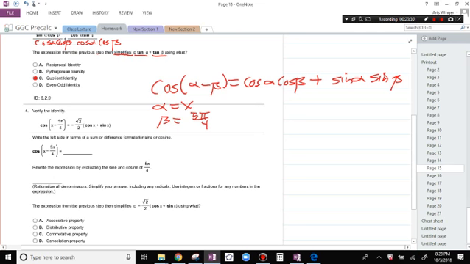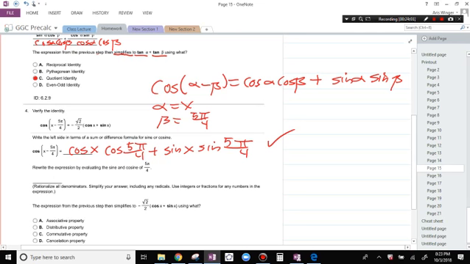Write the left side in terms of a sum or difference formula. That's exactly what we're about to do. You would write that this is the cosine of x, cosine 5 pi over 4, and then plus the sine of x, the sine of 5 pi over 4. They want that. And then they say, well, now actually evaluate the cosine and sine inside of these things.